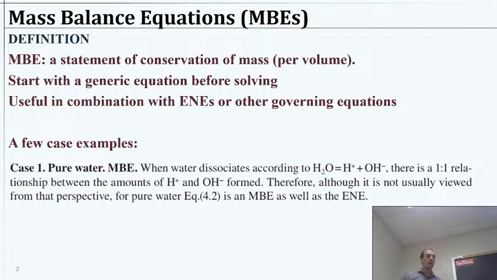So I'm going to give a few case examples. First is pure water. The mass balance on pure water. You might be thinking, well, water is water, right? Okay, so let's read this. It says when water dissociates according to H2O in equilibrium with H plus and OH minus, there's a one-to-one relationship between the amount of H plus and OH minus.